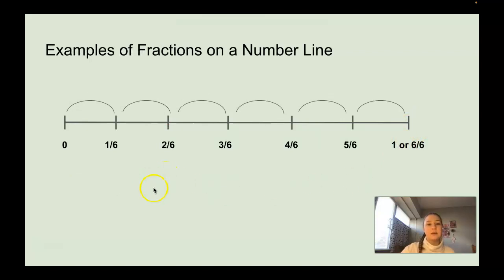And here's just another example of fractions on a number line. This is using sixths. So to find our denominator, we would count our hops. 1, 2, 3, 4, 5, 6. So that's our denominator for the whole entire line. And to find our numerator, we would start at the first line after 0. 1, 2, 3, 4, 5, and 6, or 1 whole.